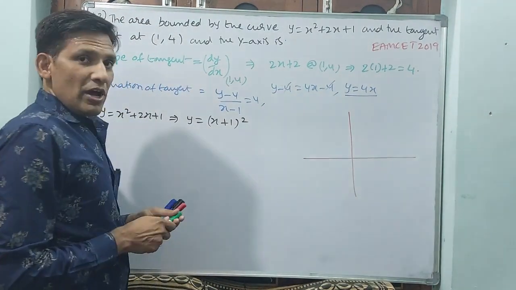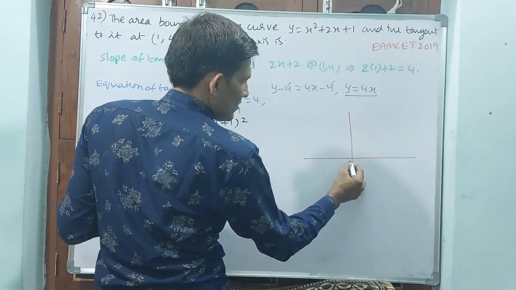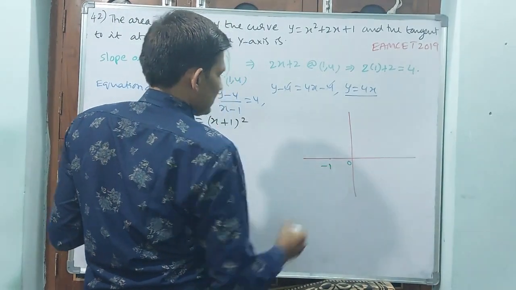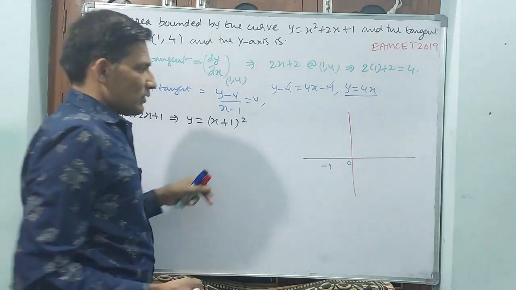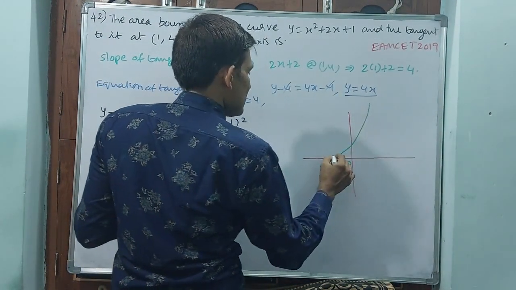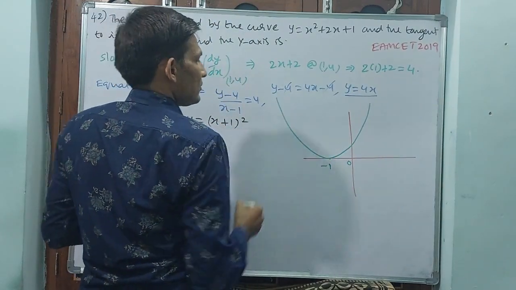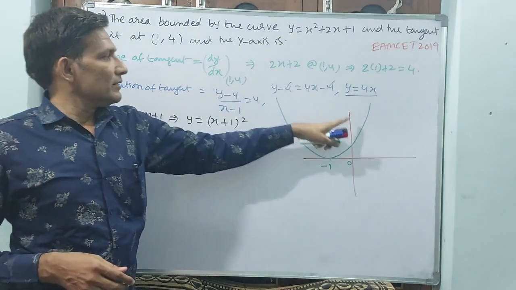This is a parabola, but the center is shifted to minus 1. Now this is 0, this is minus 1. When x is at minus 1, y is equal to 0. Like this you have to understand the logic. This is the parabola. Understand? That means this curve is this one.